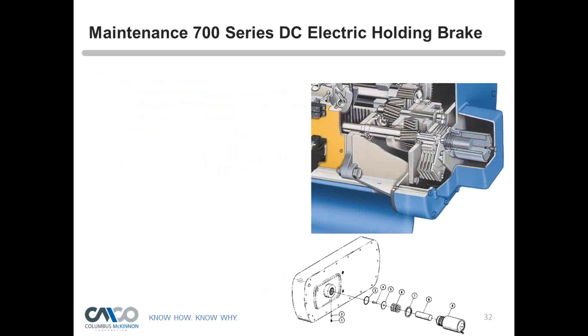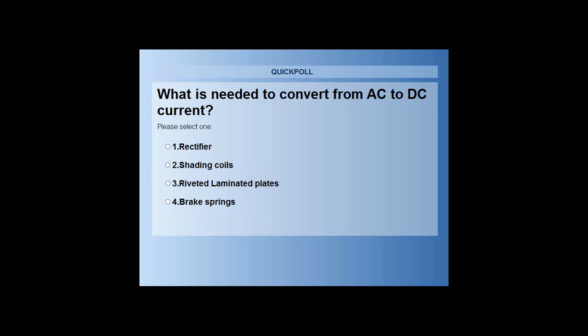Peter, I'd like to go ahead and ask another polling question, if you don't mind. Okay, what is needed to convert from AC to DC current? A rectifier, shading coils, riveted laminated plates, or brake springs? If you all can vote, please, that would be great.